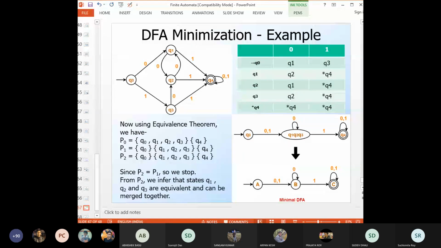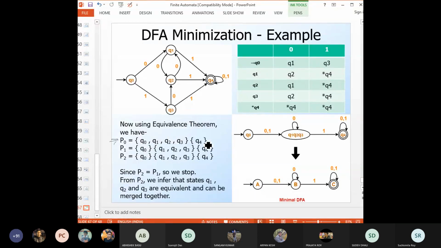So we start with the initial partitioning, that is final states and non-final states. You can see here P0, this is our initial partitioning. So we have 2 partitions. The first is the partition of non-final states, Q0, Q1, Q2, Q3, and the second is the partition of final states, that is only Q4.